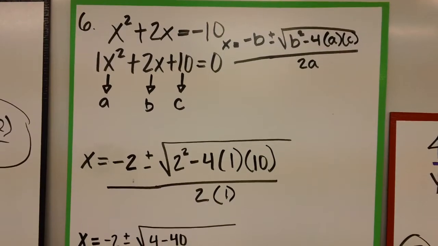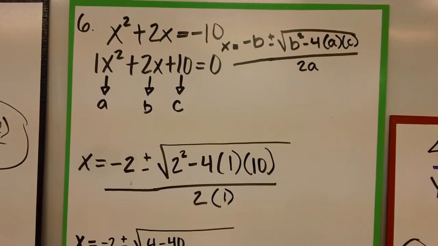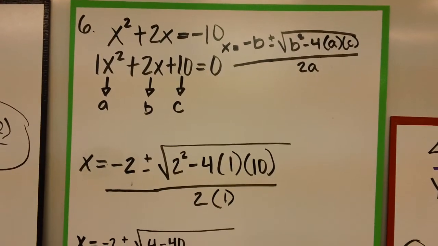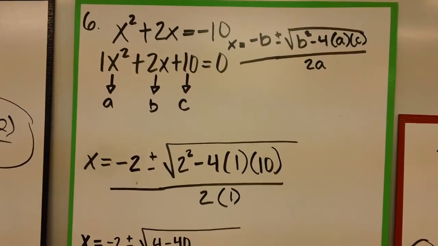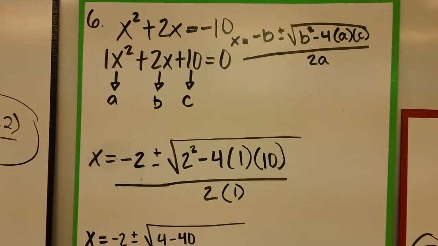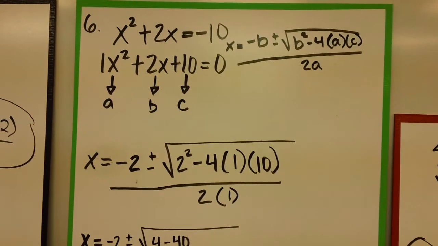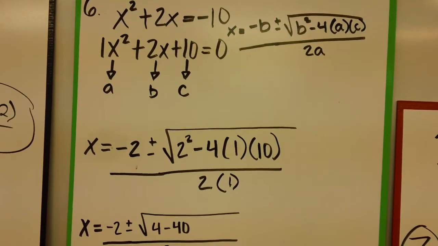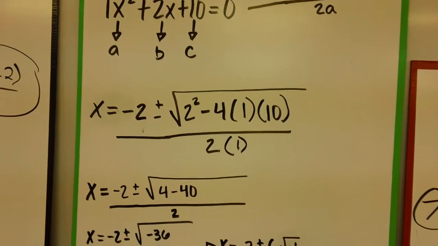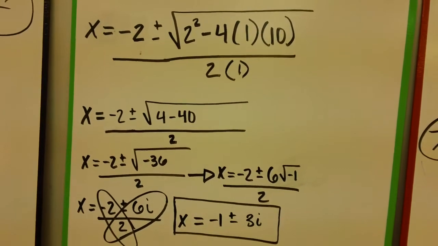So the problem was x squared plus 2x equals negative 10. So first we want to set it equal to 0, so we added 10 to both sides. And then we decided to do quadratic formula, which is x equals negative b plus or minus square root of b squared minus 4ac over 2a. And then we just labeled what the a, b, and c's were. And then you're going to go ahead and plug all the variables into the quadratic equation. And then you go ahead and solve.